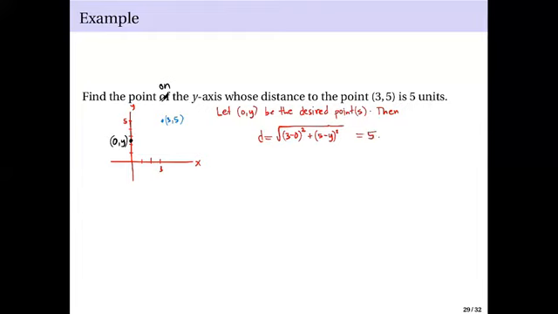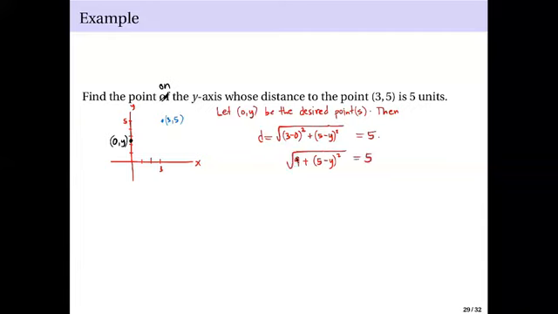So now we are left to solve for y. But this is easy. We'll just do the computation. So for this part here, this is just (3 minus 0) squared. So you will have 9. Plus, in here, I suggest you don't expand. I'm going to show the solution why. You don't need to expand. So I'll just write (5 minus y) squared. So you have the square root. This is equal to 5.